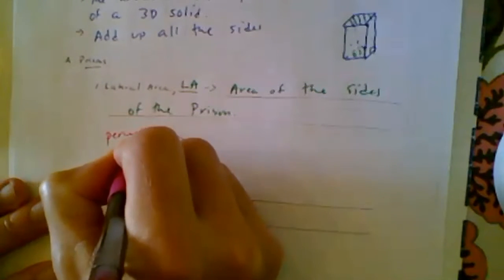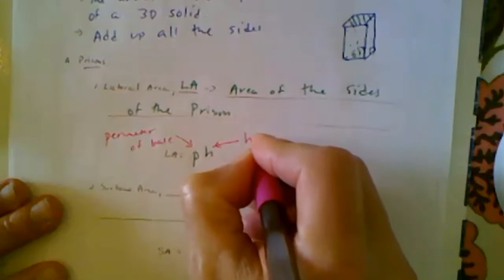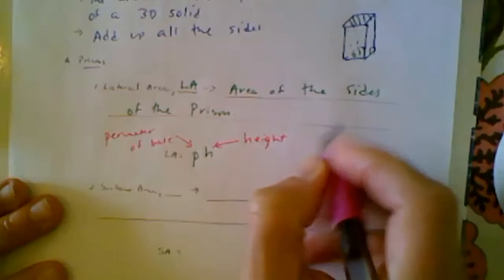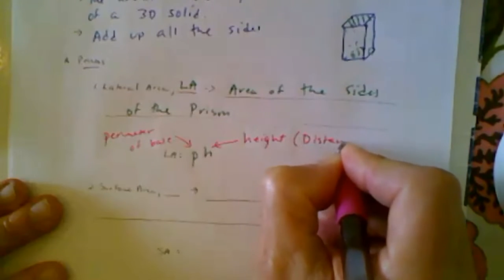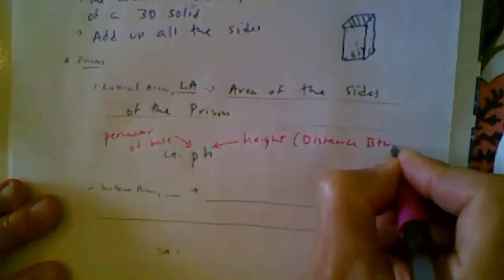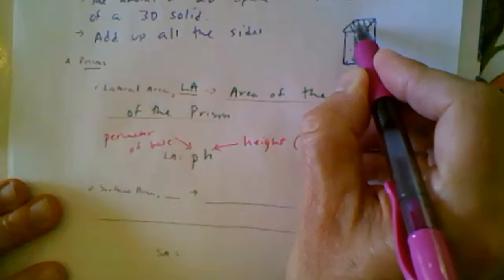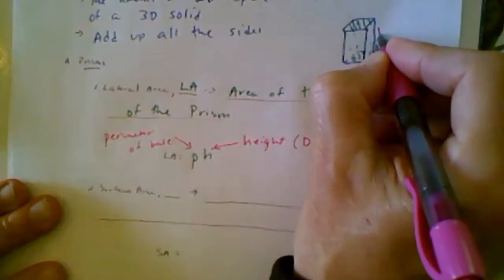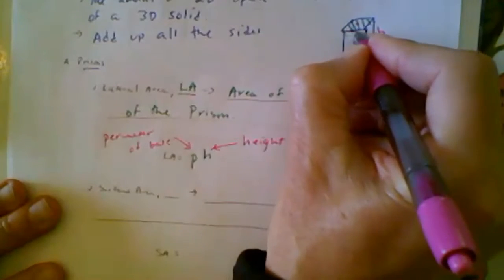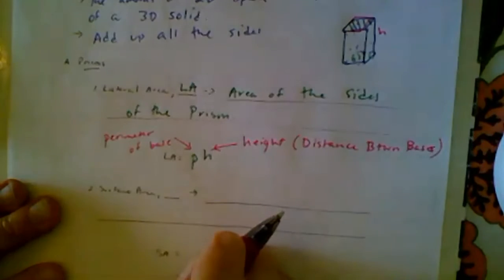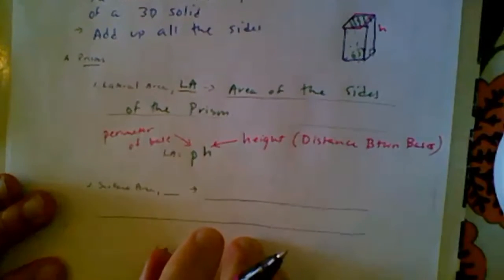What P stands for, this is the perimeter of the base. H, that is the height. It is the distance between the bases. So over here on this shape, if this is a base up here and this is a base down here, the distance between them would be the height. So that would be the height. And then the perimeter of the base would be how far around this would be. So around that would be the perimeter of the base. So that's lateral area. It's just the sides of the box.